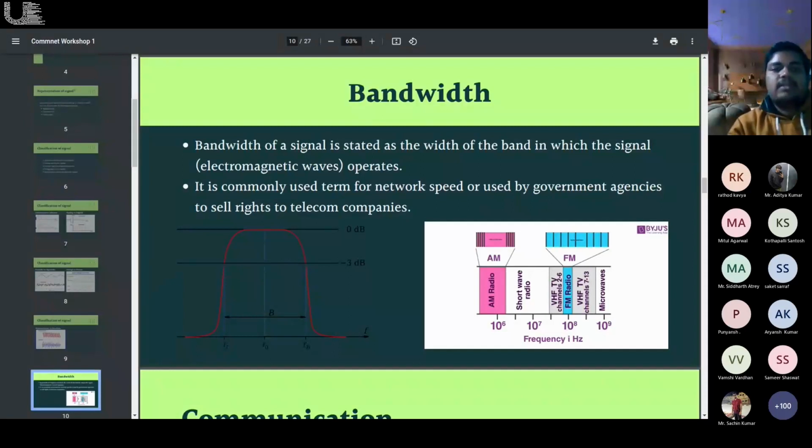So in a layman's manner, bandwidth is just the frequency components which are present in a signal. And here is an image which mentions 0 dB and minus 3 dB. So what is 0 dB and what is minus 3 dB? Let me discuss it a little.